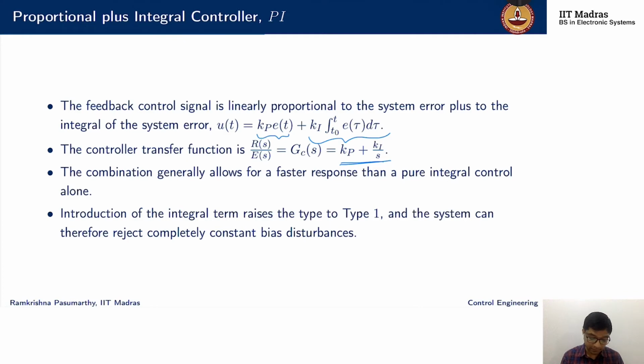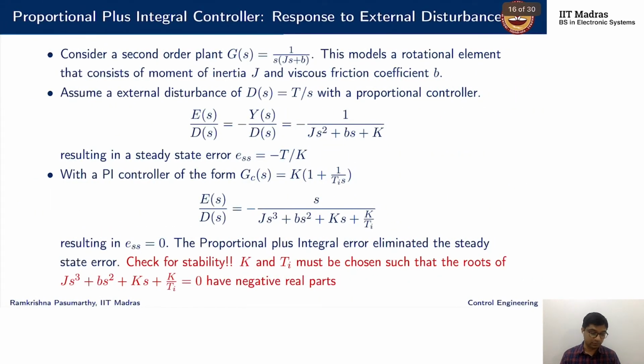What the integral term does is it raises the system type from maybe type 0 to type 1, type 1 to type 2, and so on. Therefore, if it's a type 1 system, it can reject a constant bias. So I can just write this as s times Kp plus Ki over s. So there is a pole at the origin, resulting in a type 1 system. The controller by itself is of type 1.